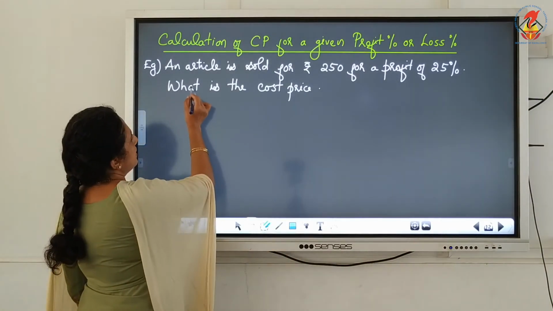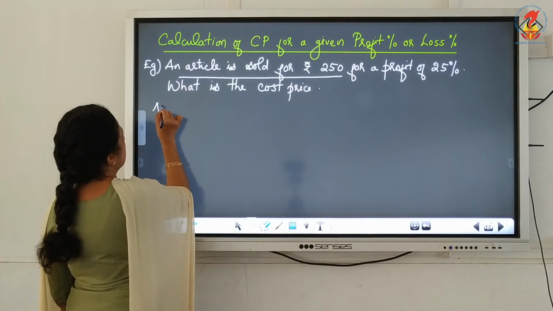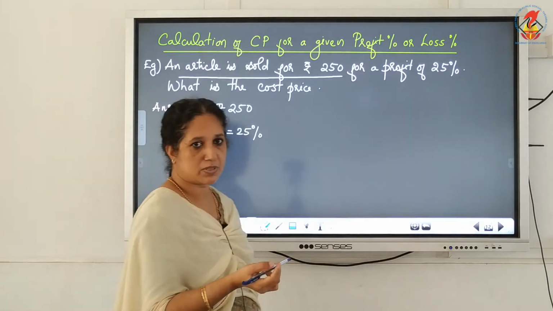So an article is sold for rupees 250. So the selling price is given. So the selling price is equal to rupees 250. Then profit percentage is given. Profit percent equal to 25%. So you have to calculate the cost price.